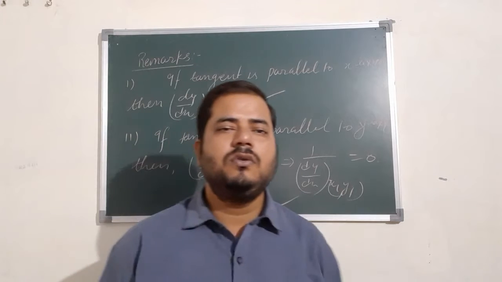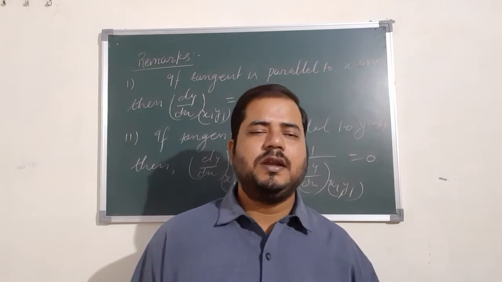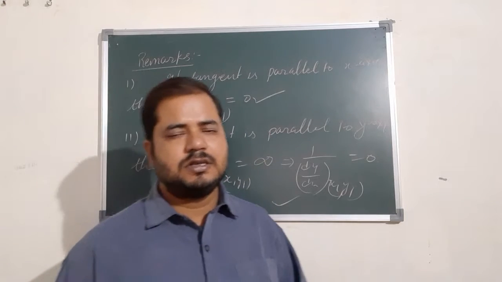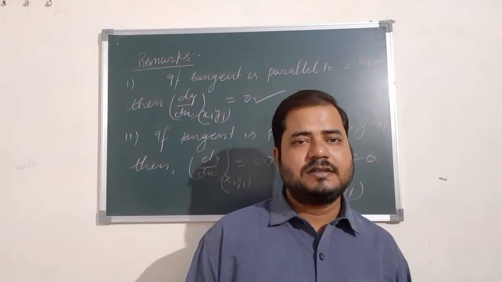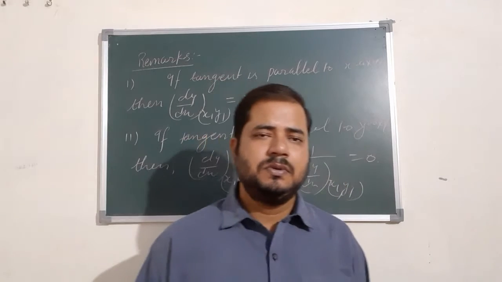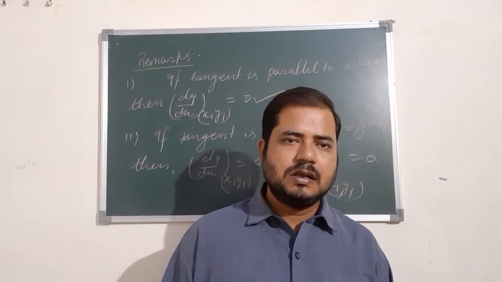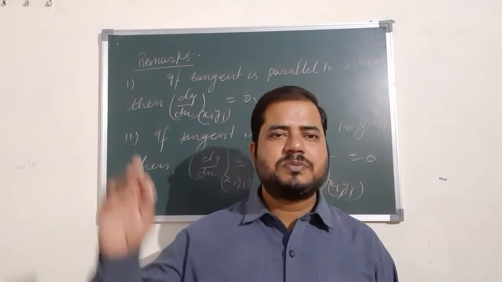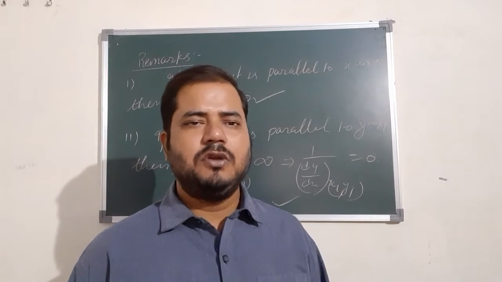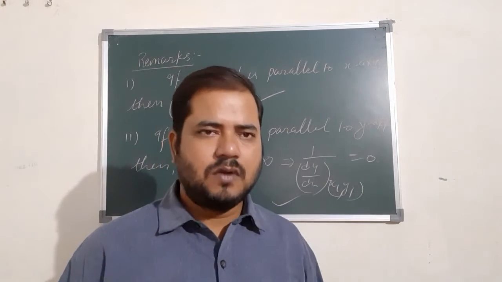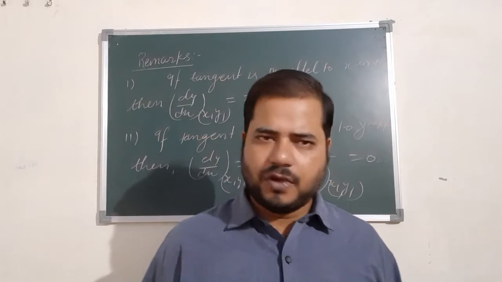And there is a working rule. The question is of the type: find the point at which the tangent is parallel to the x-axis, or find the point at which the tangent is parallel to the y-axis. First you find dy by dx, and if it is parallel to the x-axis, put dy by dx equal to 0. Then you will get the value of x, and that value of x you put in the curve, you will get the value of y, and in this manner you will get the points.